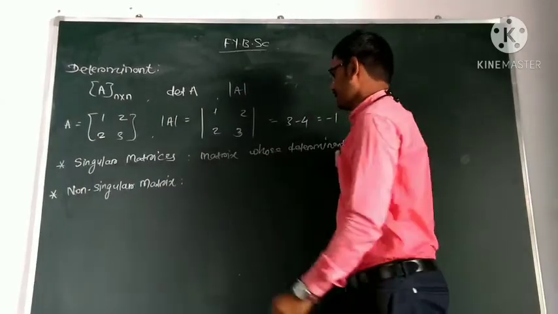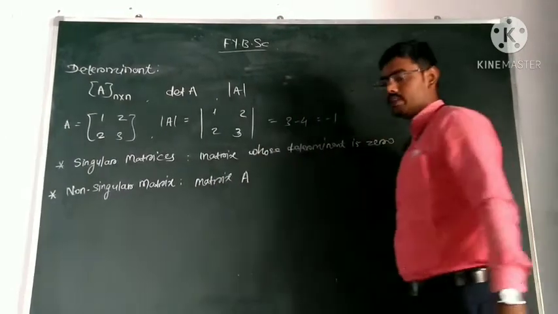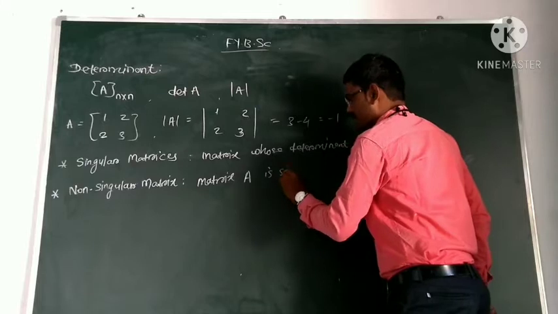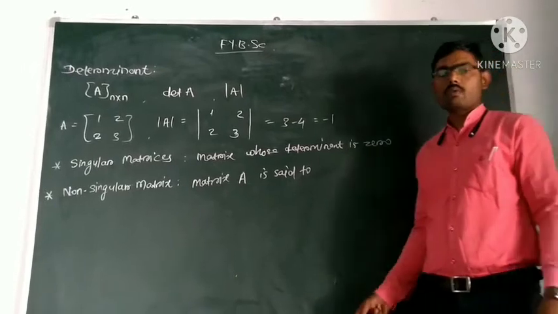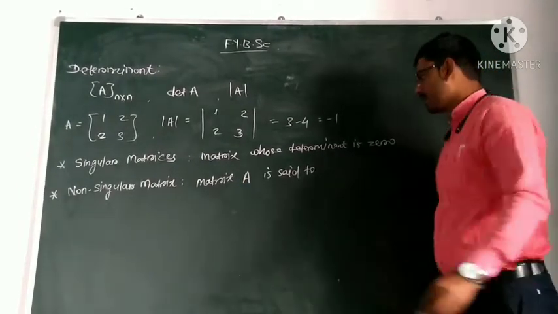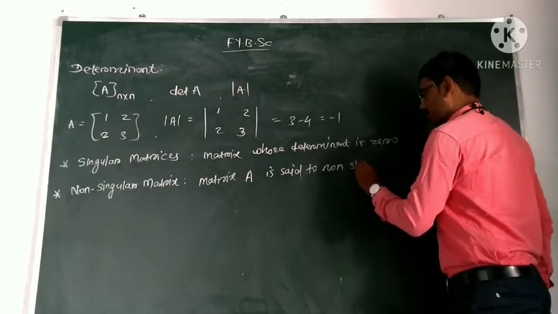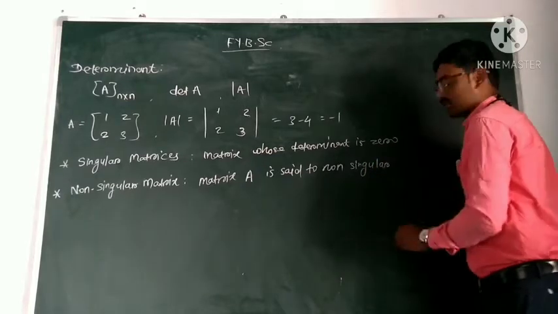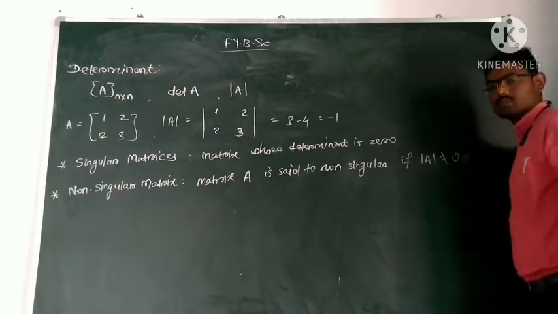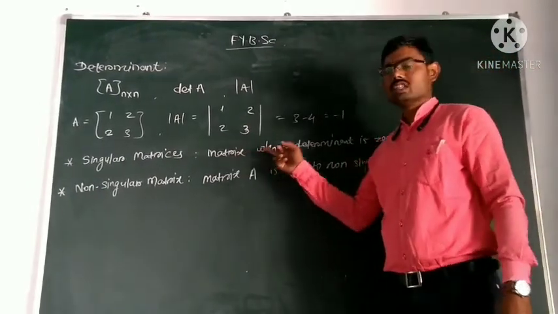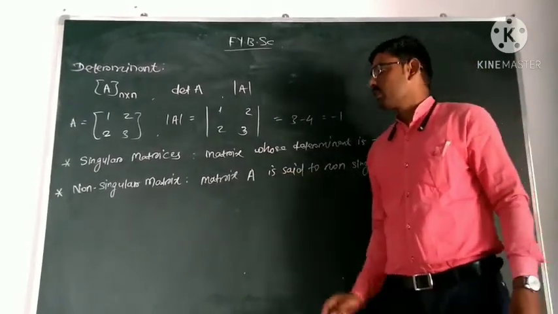The matrix A is said to be a square matrix, because we can find the determinant of only a square matrix. Matrix A is said to be non-singular if the determinant of A is not equal to 0. A matrix whose determinant is equal to 0 is called a singular matrix, and a matrix whose determinant is not equal to 0 is called a non-singular matrix.